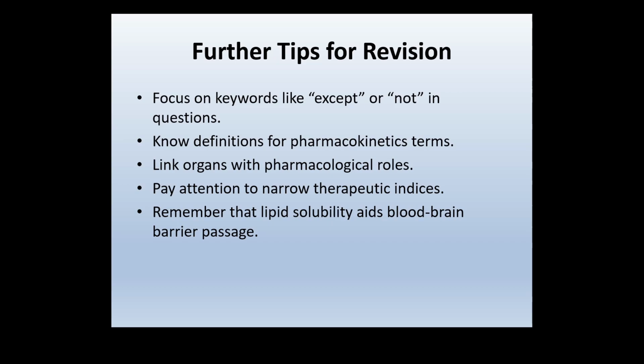The third tip is that understanding primary sites of action or metabolism, like the liver for metabolism or kidneys for excretion, can simplify many questions. Linking organs to their primary pharmacological roles can quickly narrow down answer options. The fourth tip is that drugs with narrow therapeutic indices require extra attention to dosing changes due to their small margin for error. Always consider that even small adjustments can lead to toxic effects. The fifth tip is that lipid solubility is often a critical factor in understanding drug passage across barriers, such as the blood-brain barrier. High lipid solubility generally means easier passage across such barriers.